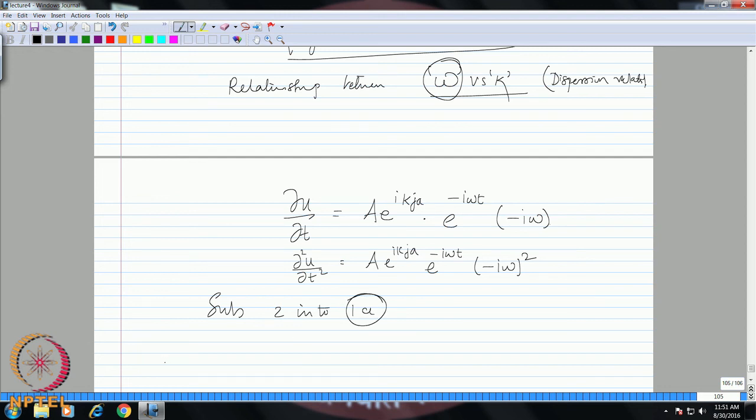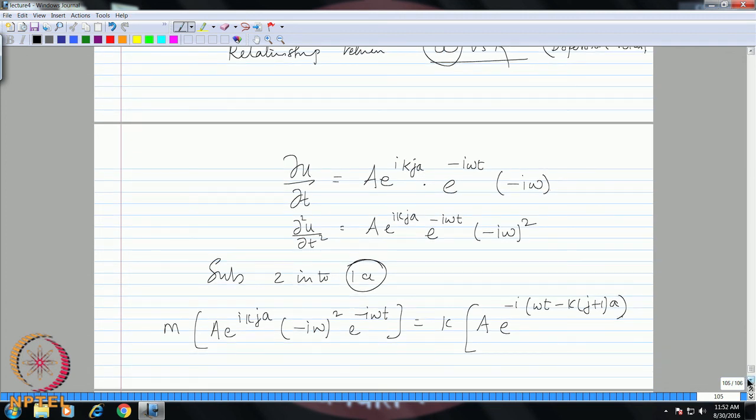So, you have, I will just write down m a e power I, this is the temporal part, minus I omega square e power minus I omega t. So, now the right hand side is already discrete, you just plug in for the appropriate index, I omega t minus k, j plus 1 a. This is u of j plus 1 minus 2 times u of j. So, this is a e power minus I omega t minus k j a plus you have u of j plus 1, you have u of j minus 1 e power minus I omega t minus k j minus 1 a.